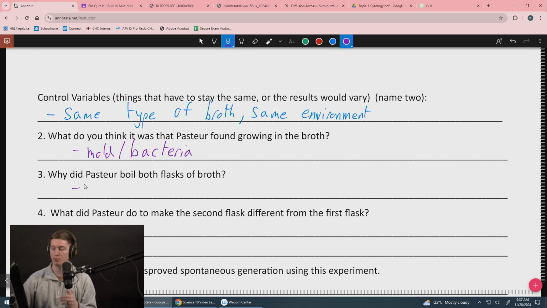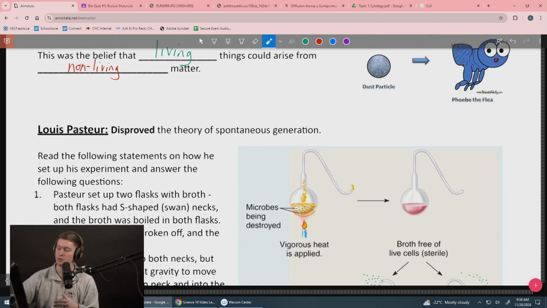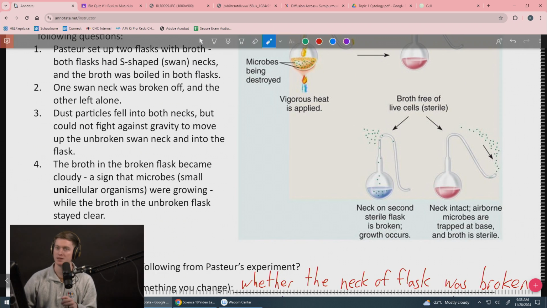Why did Pasteur boil both flasks of broth? If he didn't boil both flasks of broth, what do you think would have happened? I think that if he didn't boil both flasks of broth, that he would see growth in both flasks. He had to kill the microbes before the experiment started so that the experiment showed where microbes came from.